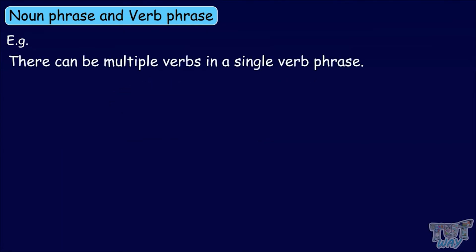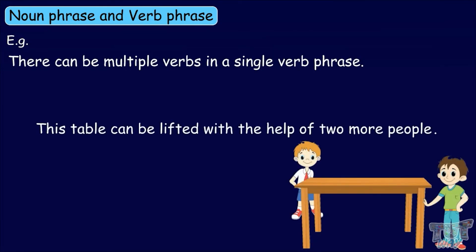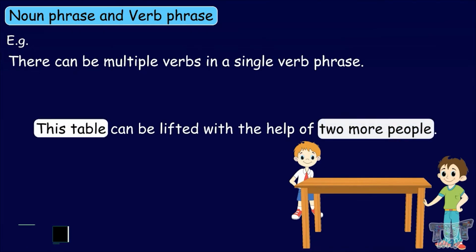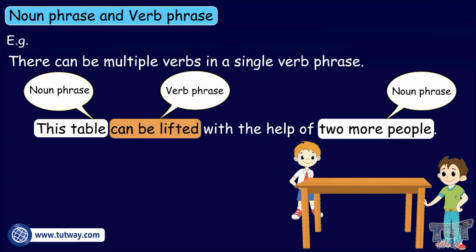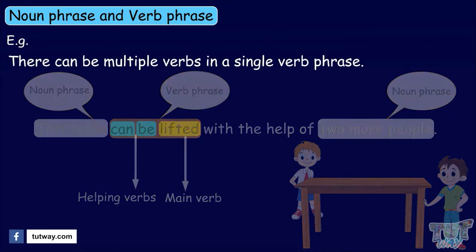There can be multiple verbs in a single verb phrase. This table can be lifted with the help of 2 more people. Here, this table and 2 more people are noun phrases in this sentence. The verb phrase here is can be lifted. It contains helping verbs can and be, and a main verb, lifted.